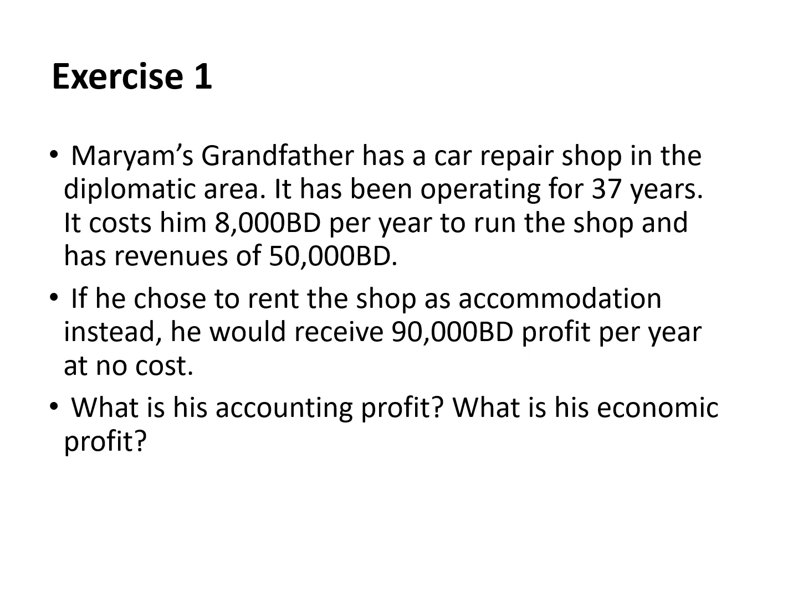Okay. So now we have a very good example of the difference between accounting profit and economic profit. Okay, we have an existing business that's been running for a long time. It's Mariam's grandfather's car repair shop. It's been operating for 37 years. Okay, and the important thing is that he owns the premises. Okay. So he has a revenue of 50,000 BD and he has costs that he pays out in cash, so explicit costs of 8,000 BD.